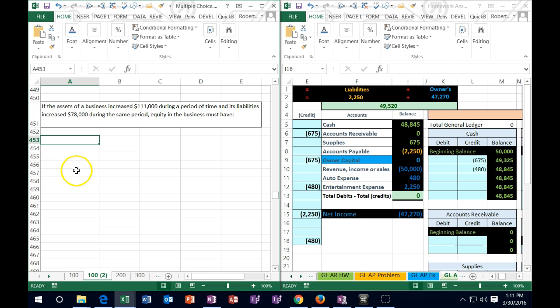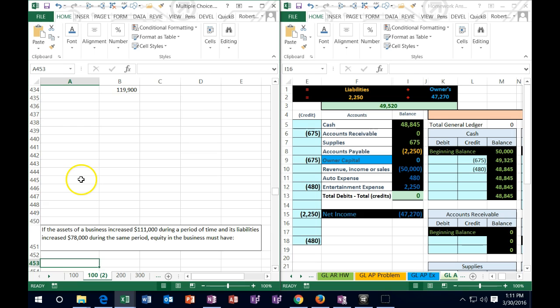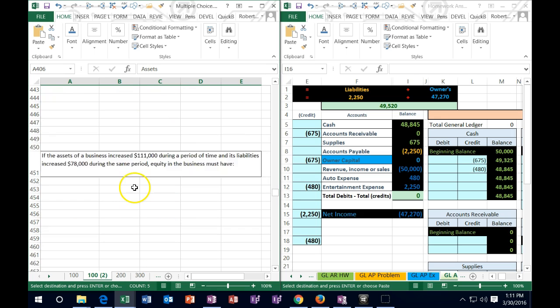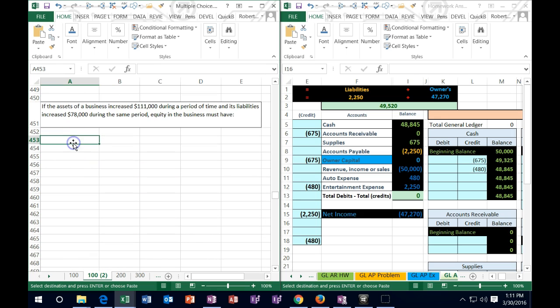So if the assets of a business increase by $111,000 during the period of time and its liabilities increase $78,000 during the period of time, equity in the business must have. So this is going to be another accounting equation type of question. What you want to do is find the accounting equation or write it out. We did one up here which has the accounting equation in it, so I'm just going to copy that. Here's our accounting equation. I'm just going to paste that right here, and then we'll just enter the information. We have assets equal liabilities plus equity.